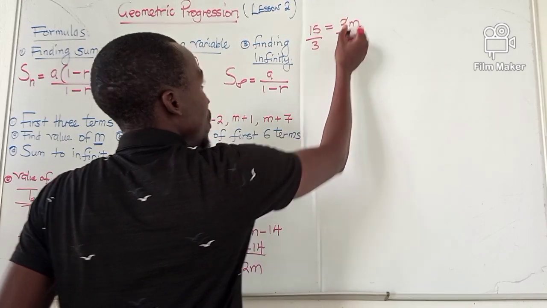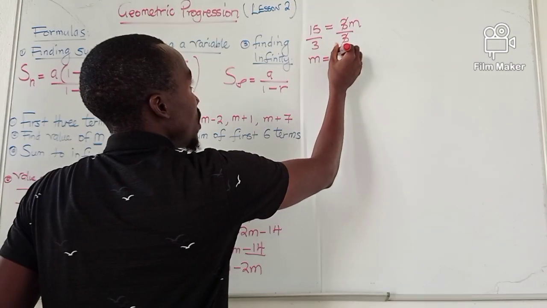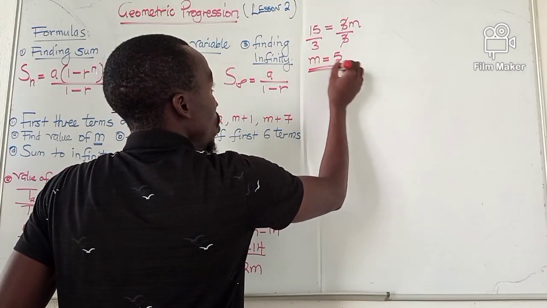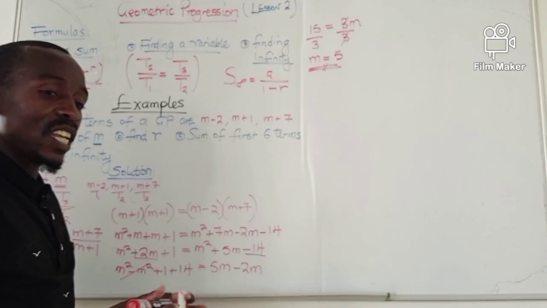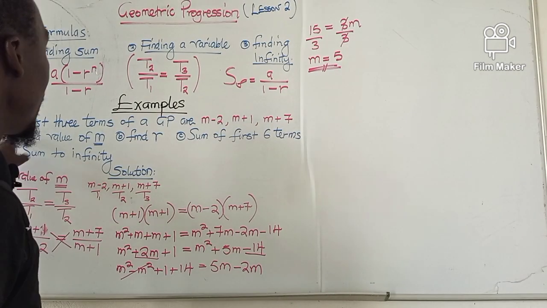So this 3 and that 3 will cancel. So we remain with m is equal to 3 into 15, which gives you a 5. Okay, so that is how we find the missing what? Variable. So we have found the value of m. We have answered the A. Let us go to B.